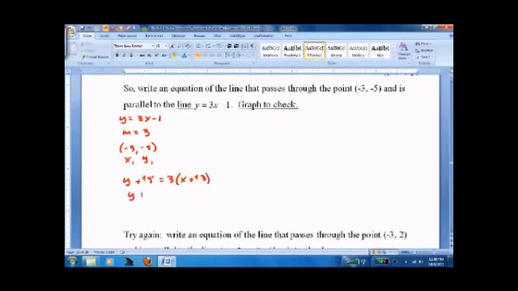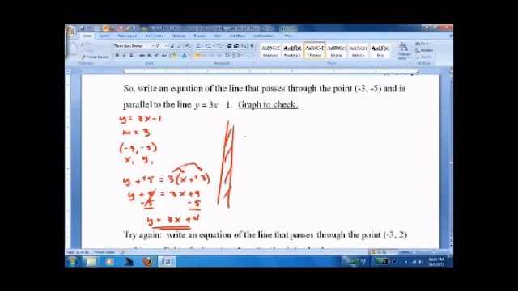Let's turn it into slope-intercept. Distribute: 3x plus 9. Get rid of the 5 so we get y alone. y equals 3x plus 4. So there's our equation. Should be parallel. Let's graph it, see if it is.